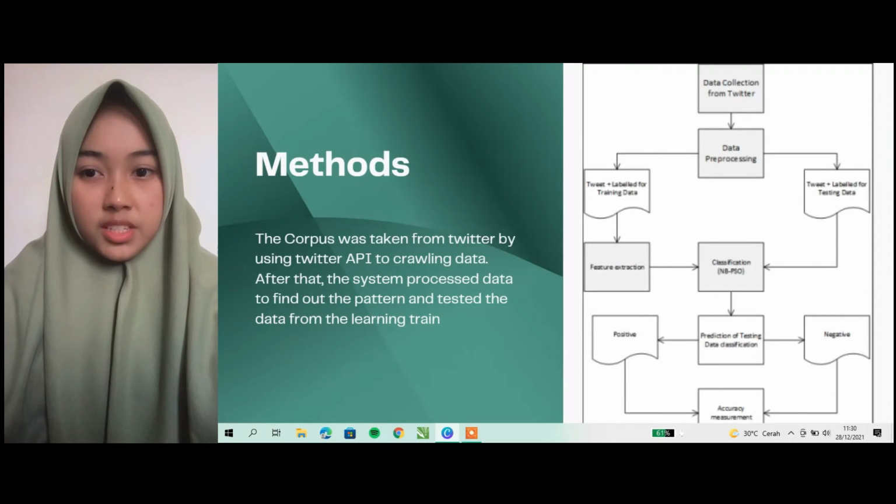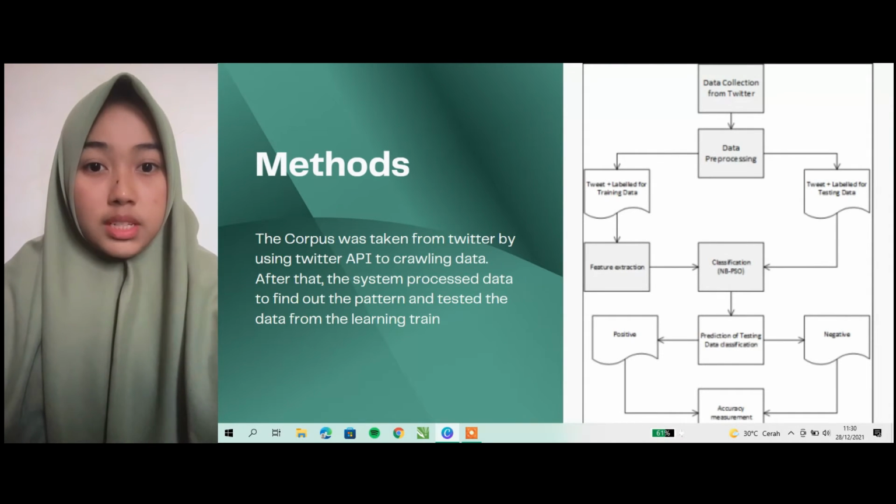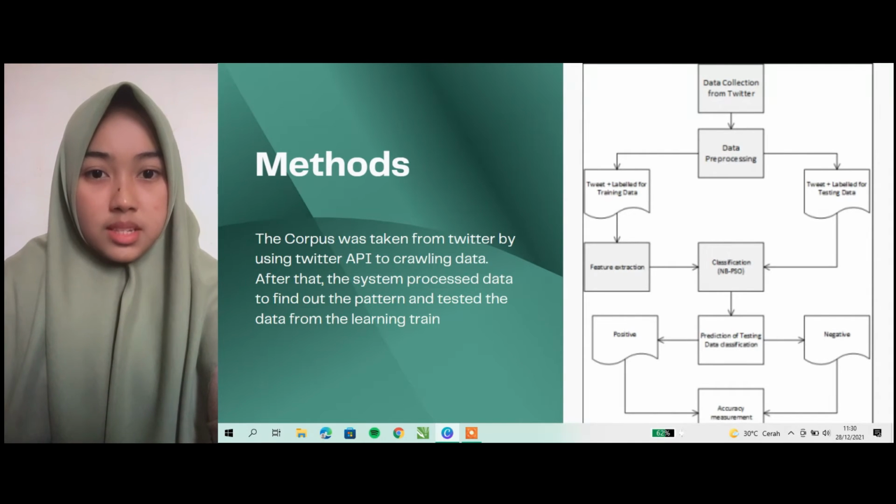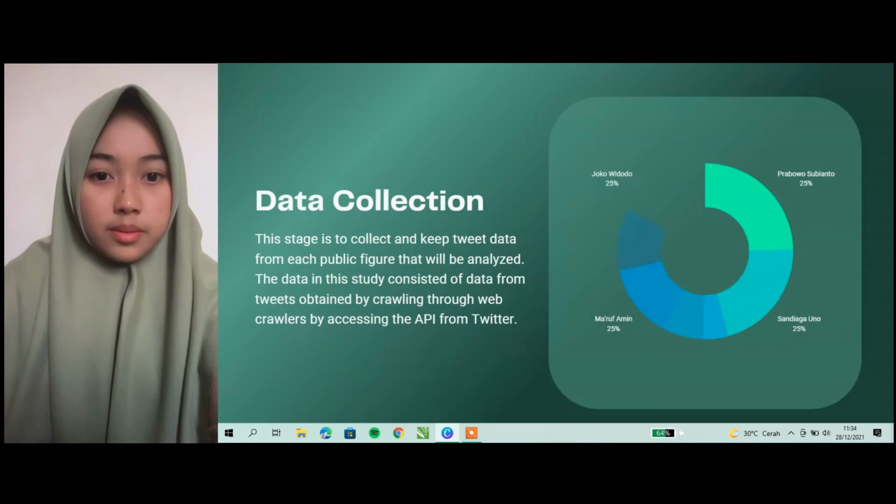Method. The corpus was taken from Twitter by using the Twitter API to crawl data. After that, the system processed the data to find out the pattern and test the data from the learning train. The process can be seen from the image.